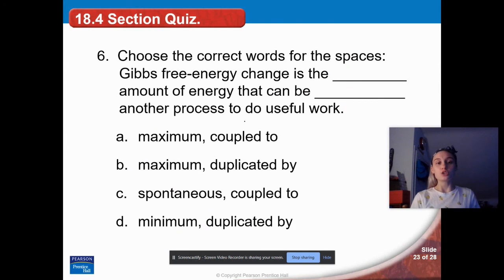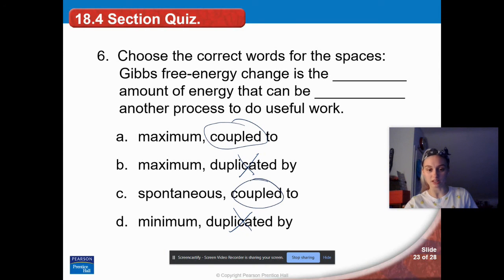Last question, choose the correct words for these spaces. Gibbs free energy change is the blank amount of energy that can be used blank another process to do useful work. If we look at these answers, we didn't talk about anything about duplicating, so I'm automatically going to eliminate duplicating. I did say coupling though, so this could be a possibility. Gibbs free energy changes the spontaneous amount of energy? Energy isn't spontaneous, reactions are, so that's not right. And so we have to go to this one by default.